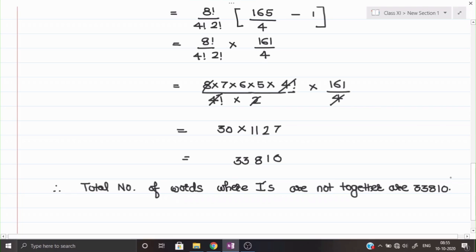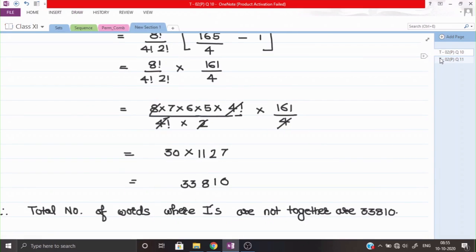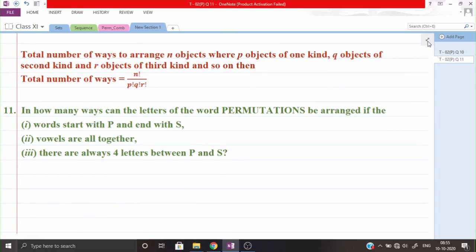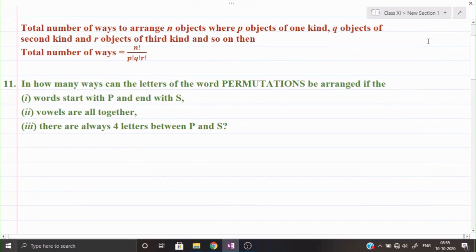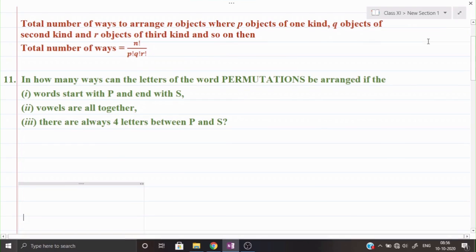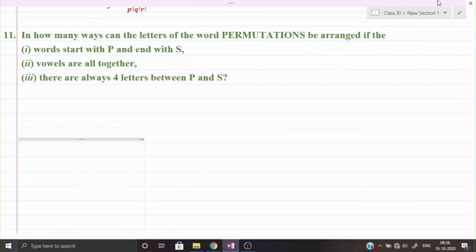Let us see now question number 10. In question number 10, see, we are given: in how many ways can the letters of the word PERMUTATIONS be arranged if the word starts with P and ends with S, vowels are all together, and there are always 4 letters between P and S? Okay, let us see one by one all the 3 parts. These questions are lengthy, so we may not be able to finish more questions today.